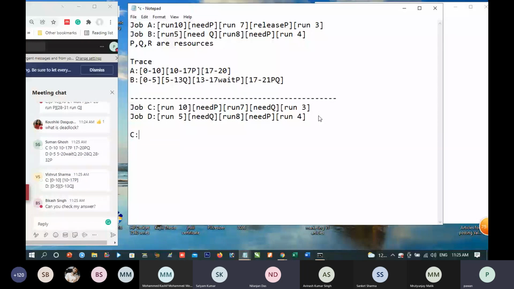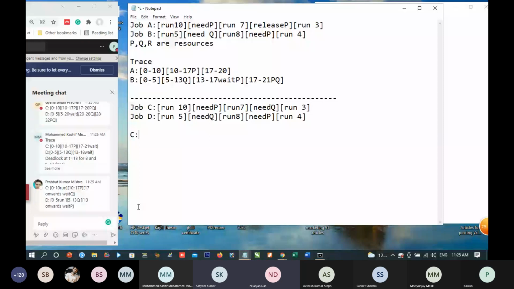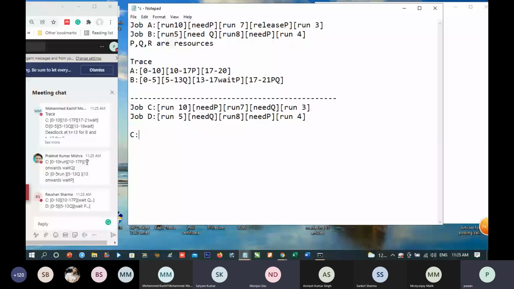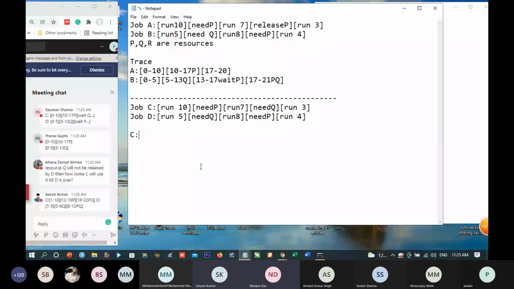Type your answer. Gyan wrong. Kasif, the time of the deadlock is wrong. Otherwise, Kasif is correct. Again, type it. I cannot see backward. And Prabhat has written the correct answer. Roshan has given the correct answer.